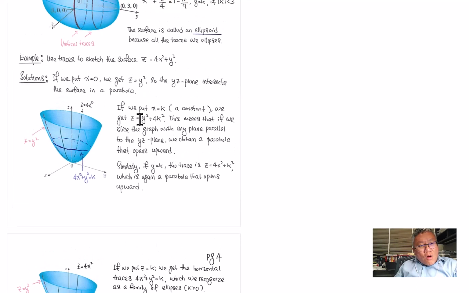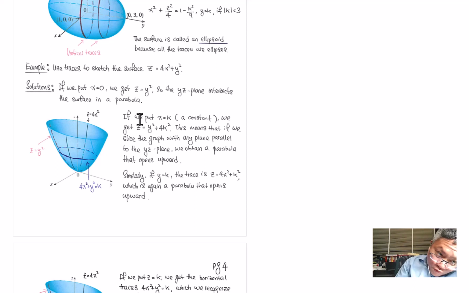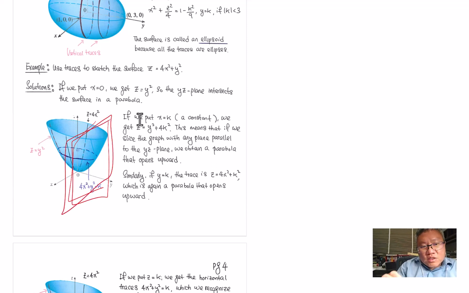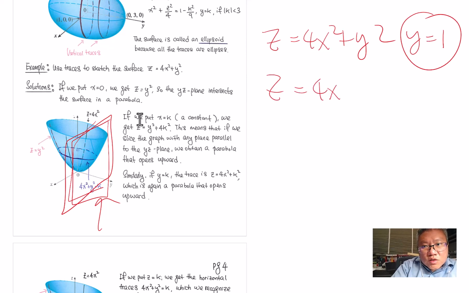All right, since you already know how this thing looks, I don't have to do vertical slices, just horizontal slices. You can already kind of imagine that is the case. But just for the sake of doing it, let's think about what happens if you do a vertical slice like that. So when you have a vertical slice, what do you get? We have z equals 4x squared plus y squared. So let's say you do y equal to 1, that's a vertical slice. So you have z equals 4x squared plus 1.